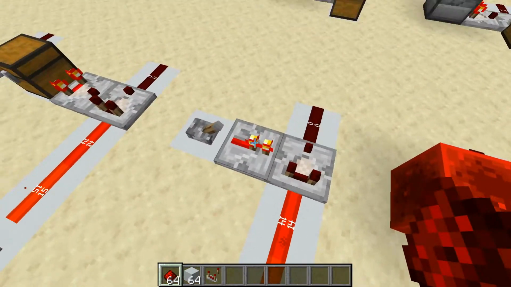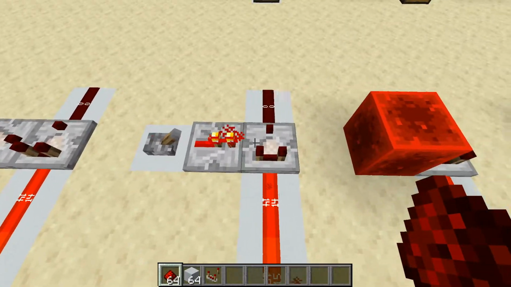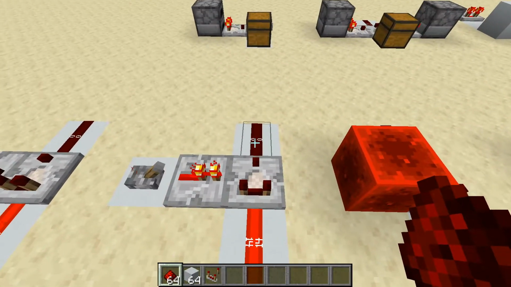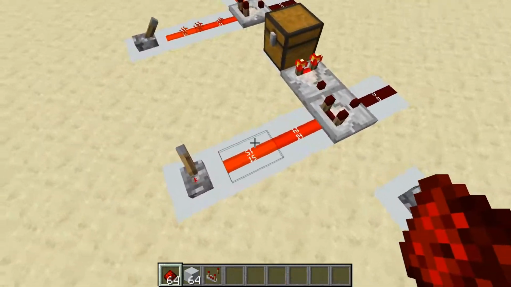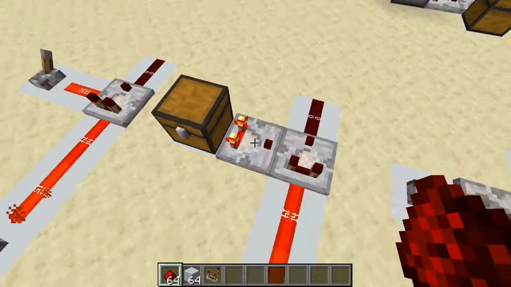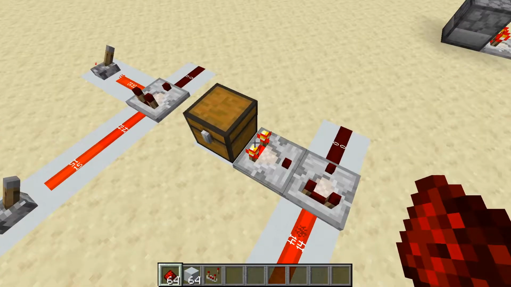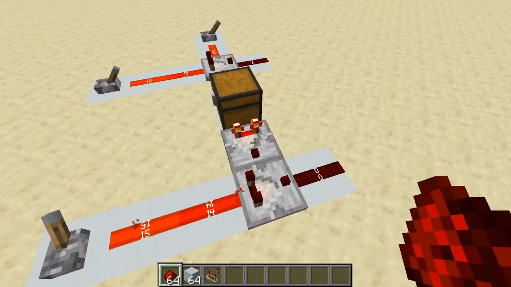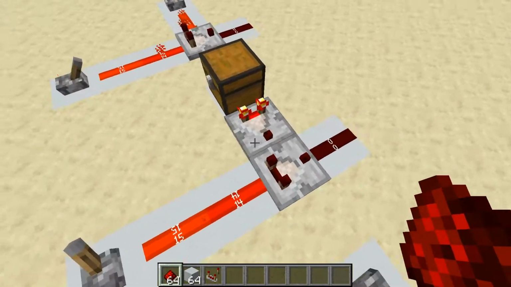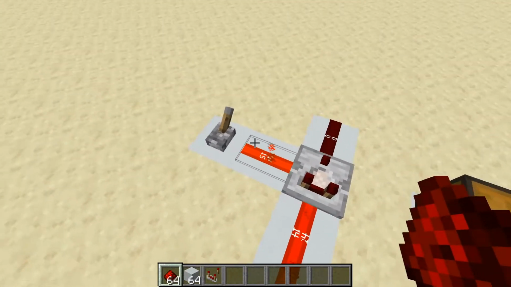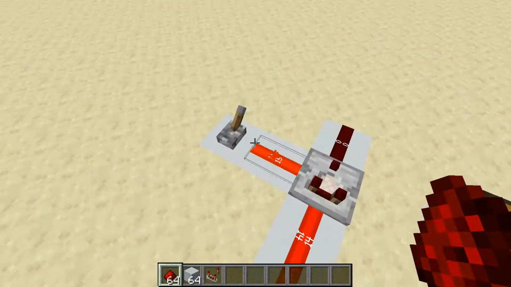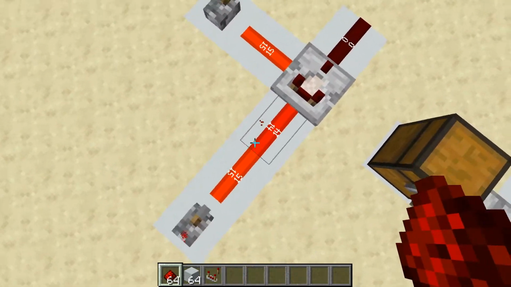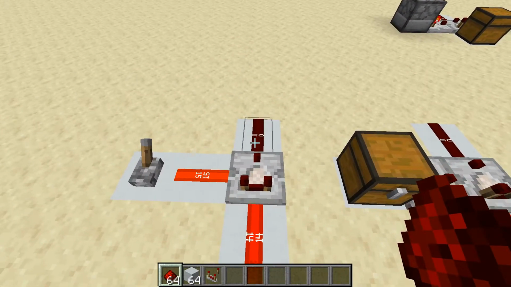You could use a repeater. So we're powering the repeater, signal strength of 15. It's blocking off the signal. We're not getting an output here. You could use another comparator. So this one is a full chest, so we've got a signal strength of 15. That's powering it into the side, so we're not getting an output here. Or redstone dust, as we saw before. This one has a signal strength of 15, so we can see that we're not getting a signal strength over here.